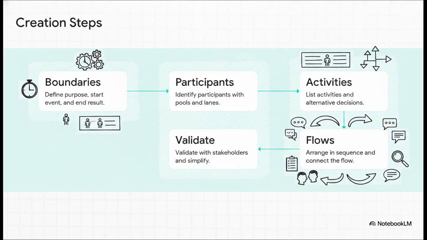Creating a truly useful diagram begins with process thinking, not just firing up your drawing software and dropping in random shapes. Here is a progressive 5-step checklist to guide you. First, define your boundaries and purpose. Second, identify your participants to build your pools and lanes. Third, list the activities and decisions in plain, simple language. Fourth, connect them all with your sequence flows. And fifth, and honestly, this is absolutely crucial, validate the diagram with the stakeholders and simplify it.